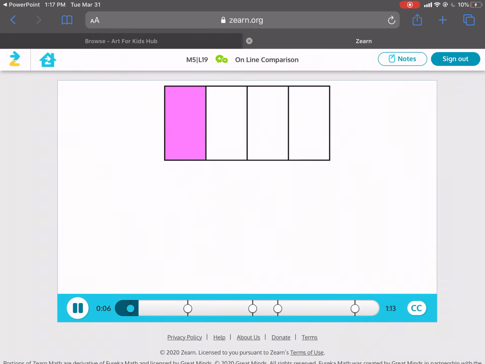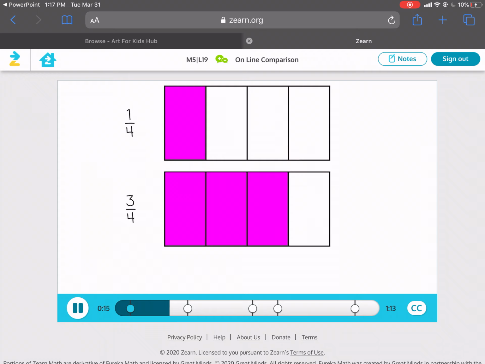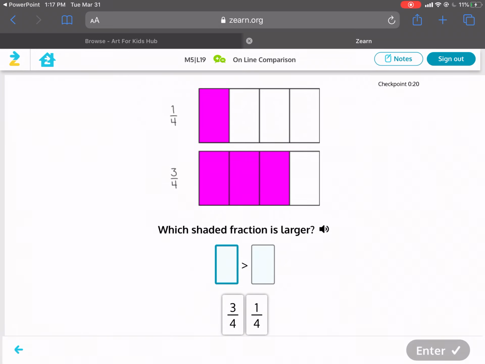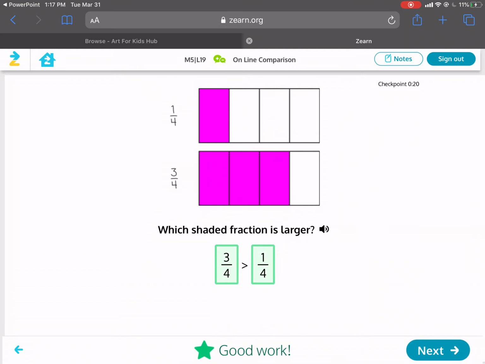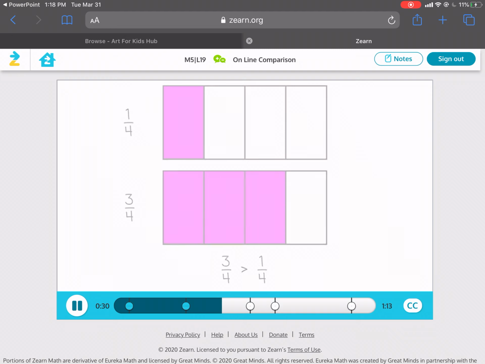Kayla: I partitioned and shaded one rectangle to show 1/4 like this. I partitioned and shaded another rectangle to show 3 copies of 1/4 like this. Nice. Which shaded fraction is larger? Let's take a look at these two fractions. Which one is larger, 1/4 or 3/4? Based on this picture, I know that 3/4 is greater than 1/4. I know 3/4 is larger than 1/4 because 3 parts is greater than 1 part when the parts are the same size. You got it.